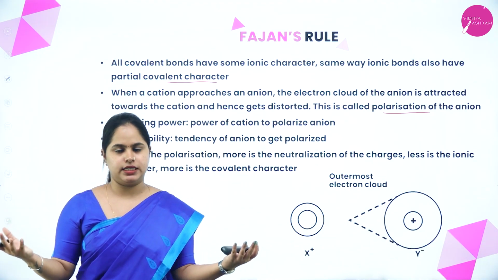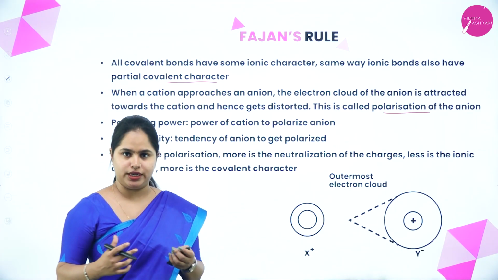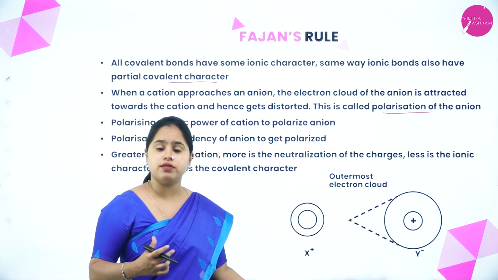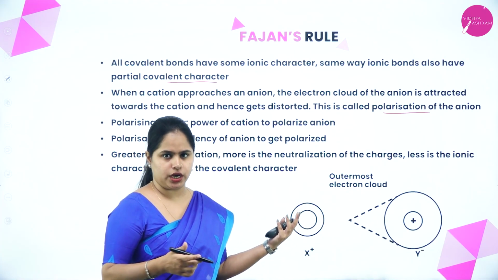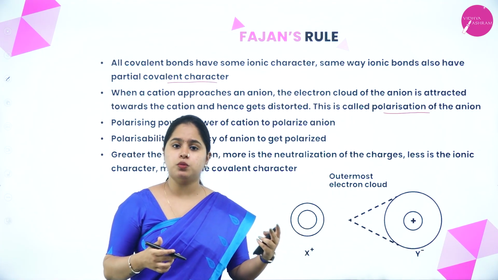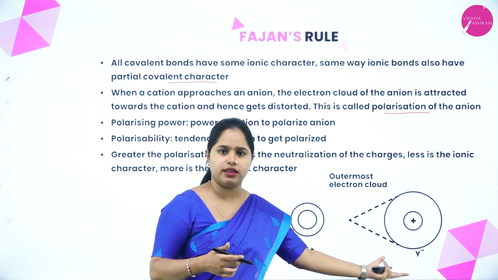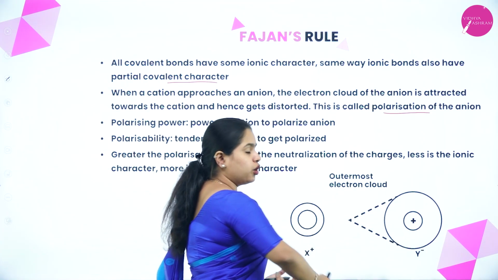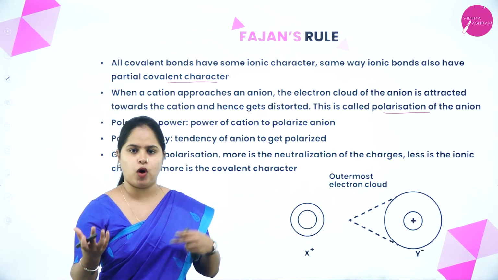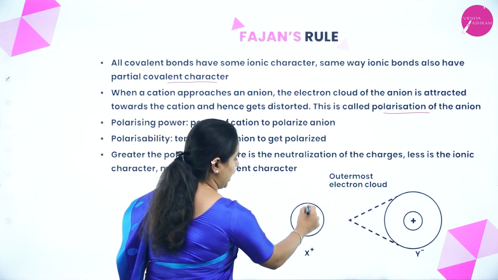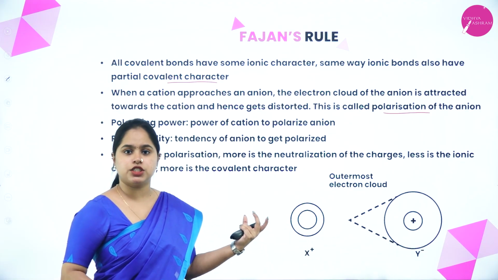So if they are present at a distance, no problem. If they come closer and closer to each other, what happens is, we know that the cation is a positively charged ion and the anion is a negatively charged ion. And in the anion, in the outermost shell, the electrons will be present. So when the cation comes near the anion, what happens is the electron cloud of the anion is being attracted towards the cation. We know that positive and negative charge attract, right? So the cation is having a positive charge. That means the electron cloud will be attracted towards it.